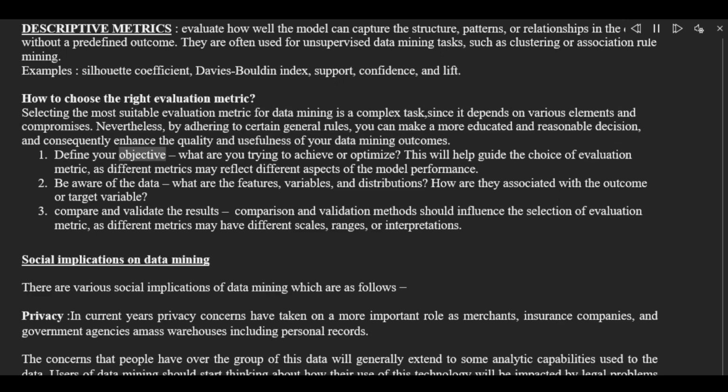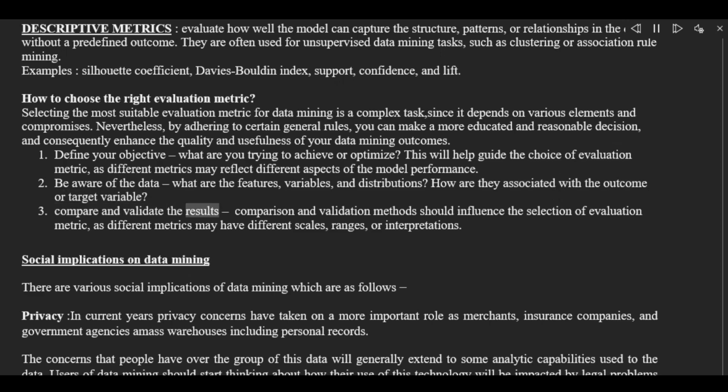Define your objective. What are you trying to achieve or optimize? This will help guide the choice of evaluation metric, as different metrics may reflect different aspects of the model performance. Be aware of the data. What are the features, variables, and distributions? How are they associated with the outcome or target variable?